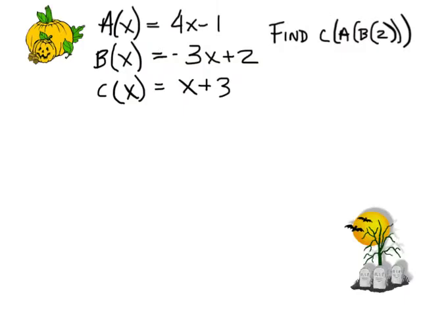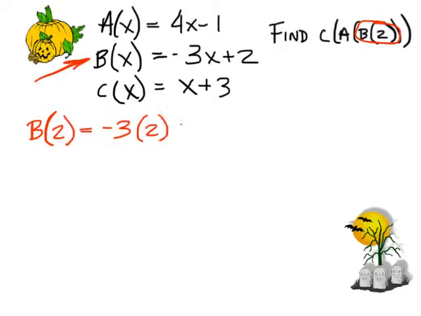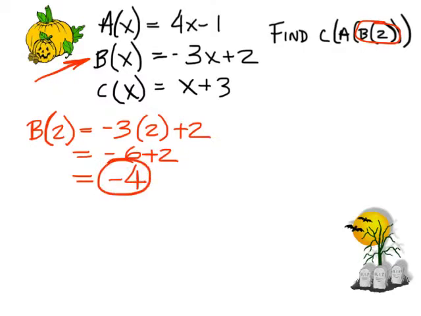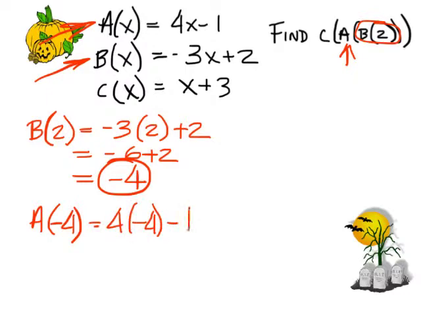Example number 2. 3 functions again, and this time we have to start with B of 2. So B of 2 comes from here. That's negative 3 times 2 plus 2. A negative 6 plus 2 will give me a negative 4. This you must use with the next one back, which is the A function. So A of negative 4, here's the A function. That is 4 times a negative 4 minus 1. Negative 16 minus 1 is a negative 17.